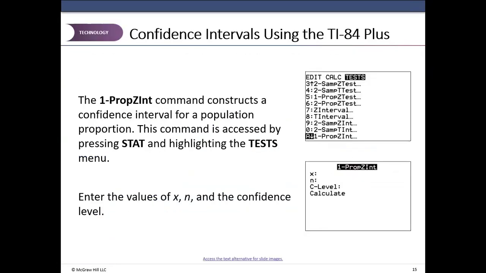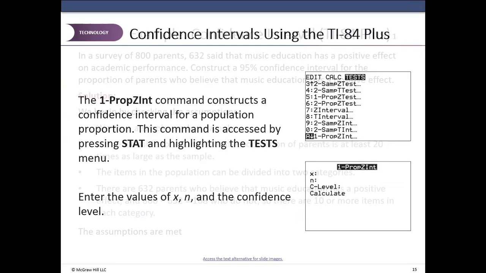So 1-PropZInt is the command we are going to use to calculate this interval. We press the stat button, then move the cursor on the top row to test, and then scroll down. You will not see it in the first screen, but you have to scroll down to the second screen by down arrow key, which gives you 1-PropZInt. Then you will enter the value of X, which is the number of success. N is the sample size. C level is the confidence level, and we calculate.